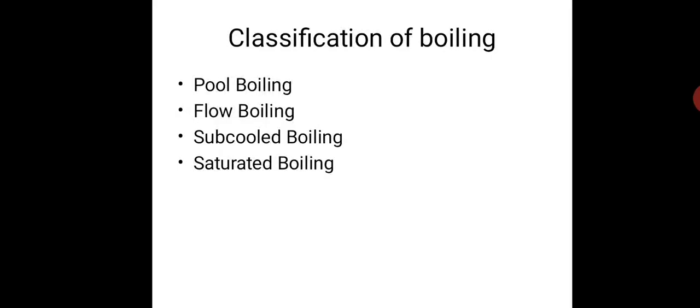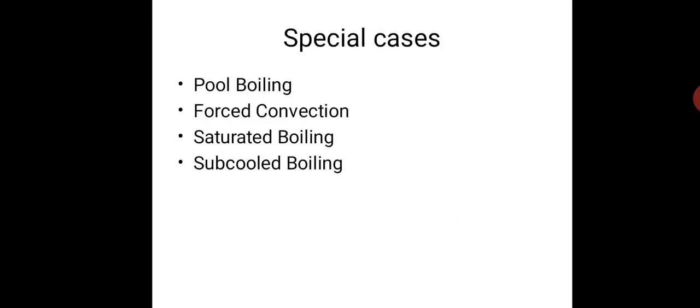In subcooled boiling, the temperature of the main body of the liquid is below the saturation temperature. When the temperature of the liquid is equal to the saturation temperature, it is known as saturated boiling. Here the liquid temperature is slightly larger than the saturation temperature. Next are the special cases in boiling: pool boiling, forced convection, saturated boiling, and subcooled boiling.